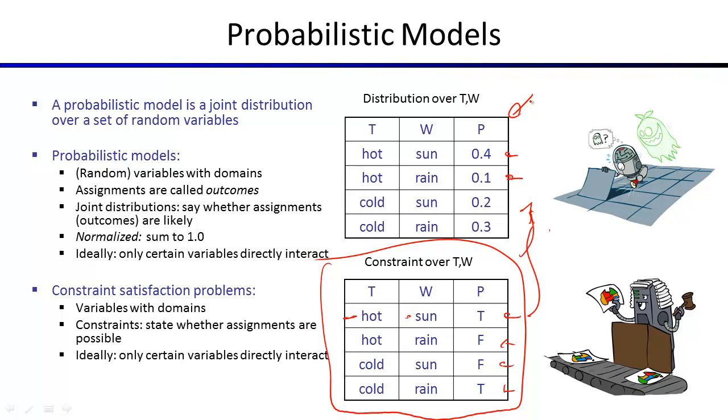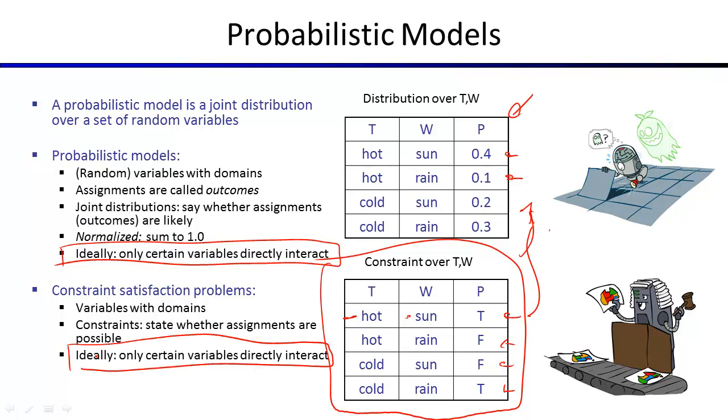One recurring theme that I want to foreshadow here is that in both cases, ideally, only small sets of variables interact directly. In CSPs, this was expressed in the constraint graph. That graph would have very few edges if only few variables directly interacted through constraints. The same thing will be true for probability distributions. Starting next lecture, we'll see how to draw a graph that encodes a probability distribution in a very compact way, much more compact than a full joint distribution as a table.